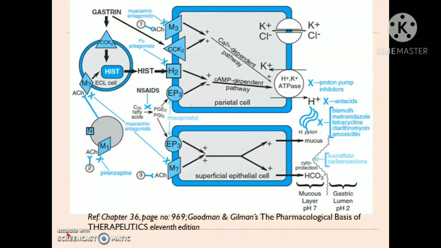The next mechanism that inhibits the acid secretion is through the prostaglandins. Prostaglandin E2 and I2 are potent inhibitors of gastric acid secretion. They play two roles. One is that they inhibit the acid secretion, and the second is that they act on the prostaglandin receptors present in the superficial epithelial cells, and these epithelial cells cause increased secretion of mucus as well as bicarbonate.